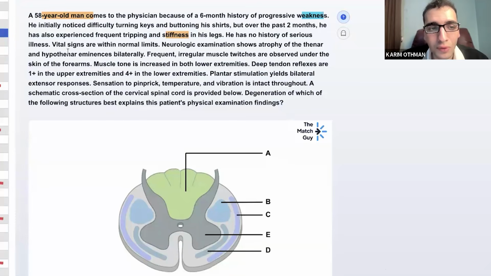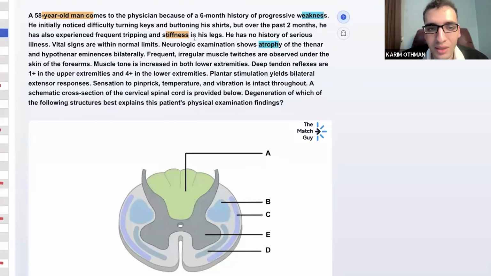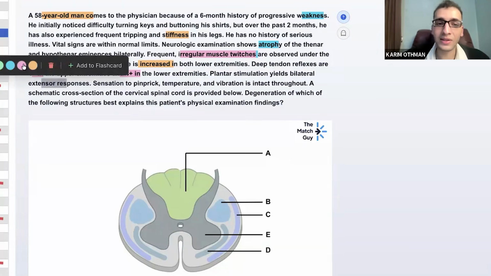He has no history of serious illness. Vital signs are within normal limits. There is atrophy, so that's a lower motor neuron lesion. So there is upper motor, there is also lower motor, atrophy of the muscle. There are frequent irregular muscle twitches. That's fasciculations. That's another lower motor sign, guys. So there are two lower motor signs and one upper motor sign. Muscle tone is increased, upper motor. Deep tendon reflexes are +1, lower motor, and +4, upper motor. Plantar stimulation yields bilateral extensor response. That means it's a positive Babinski sign, upper motor.